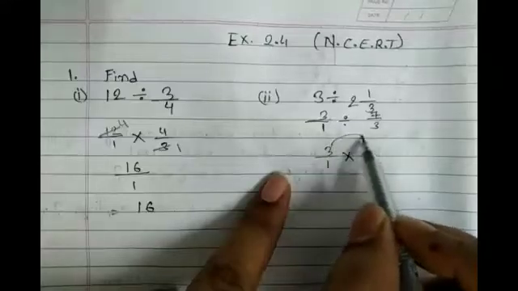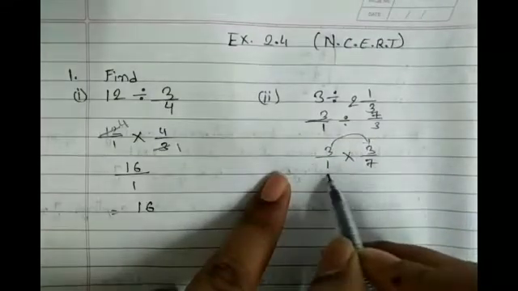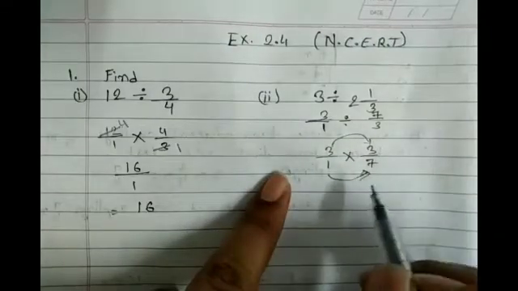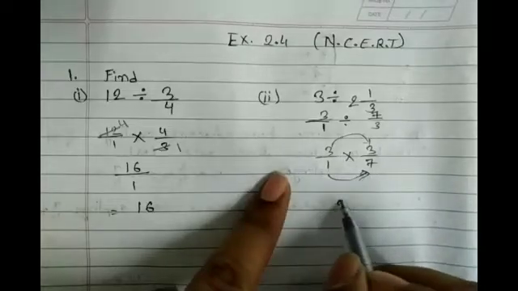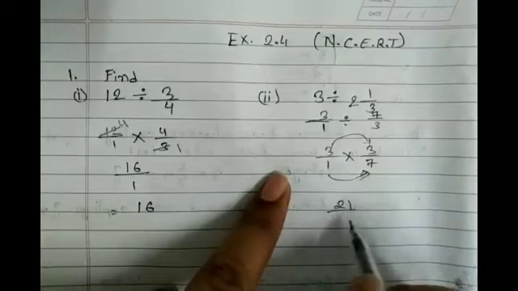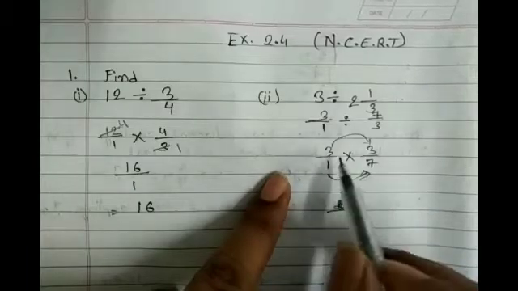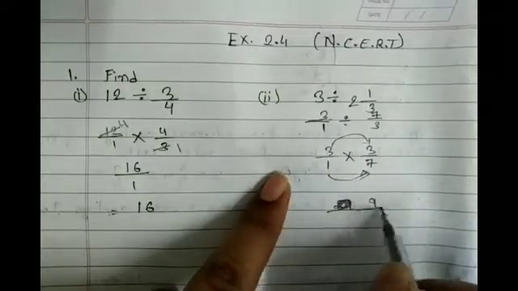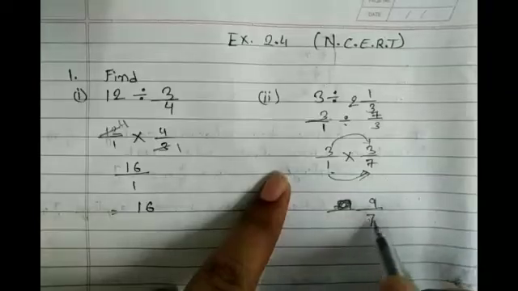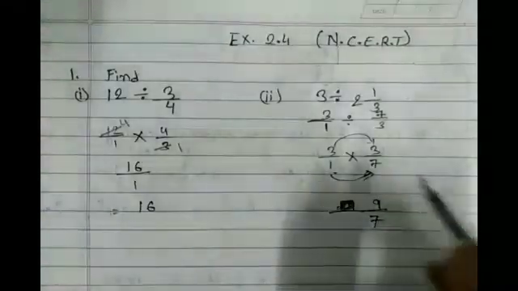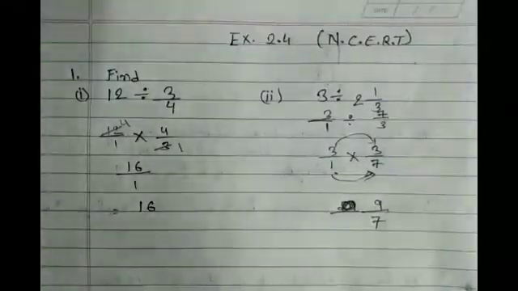Now numerator multiply with the numerator, denominator multiply with the denominator. 3 sevens are 21, sorry, 3 threes are 9, 1 sevens are 7. So our answer is 9 upon 7.